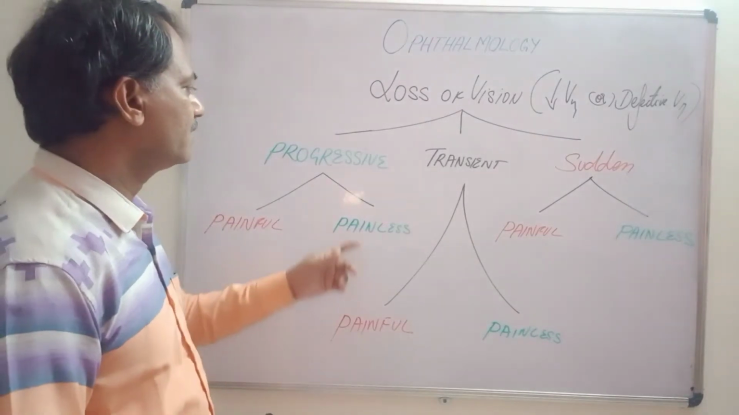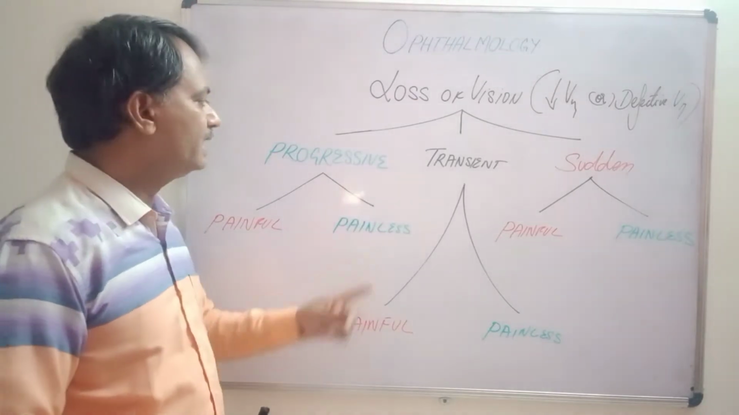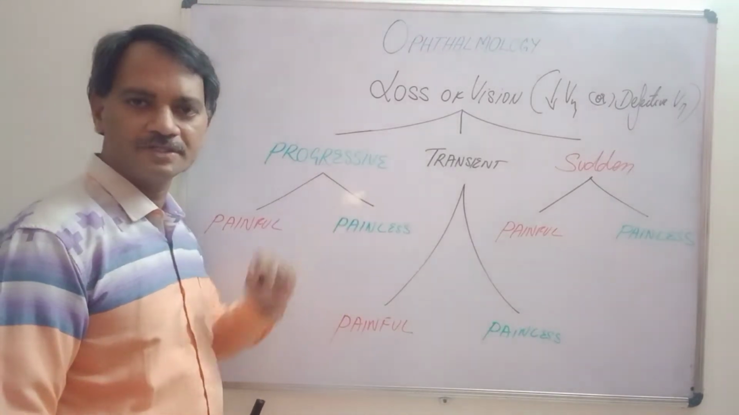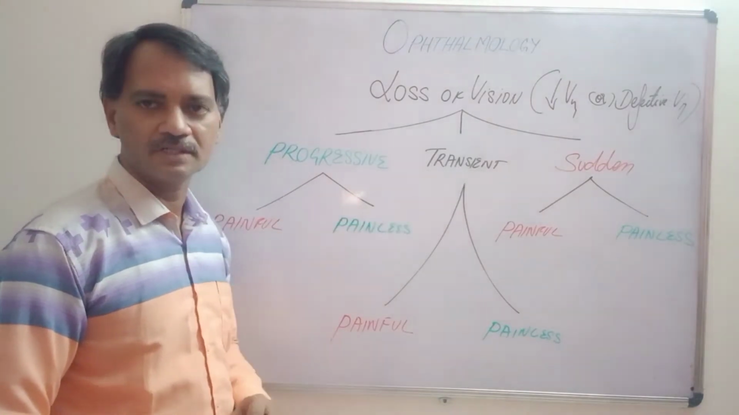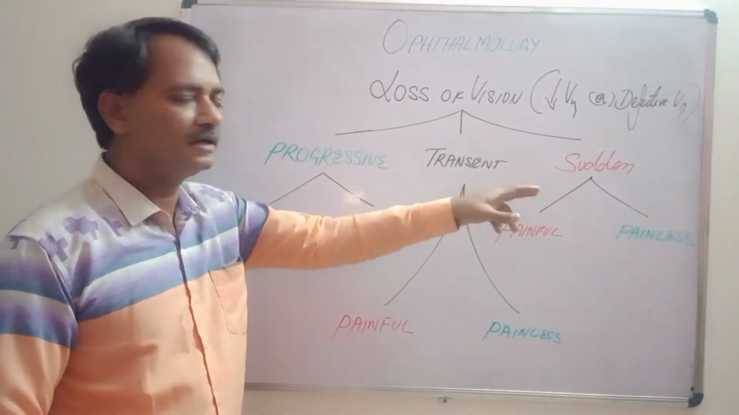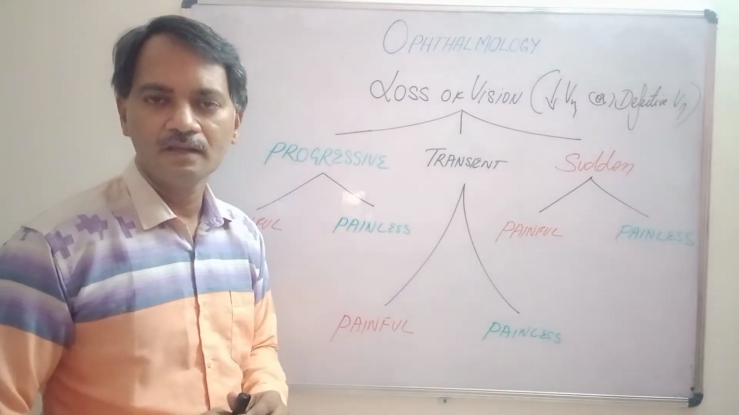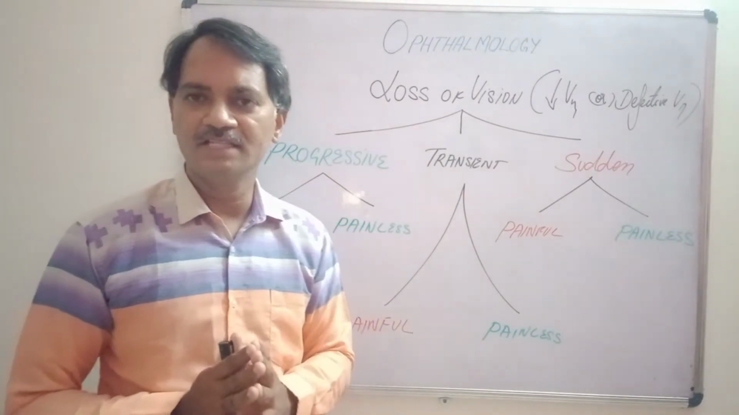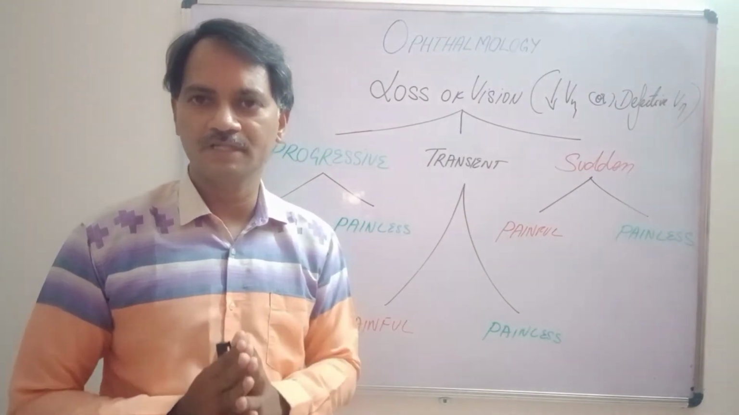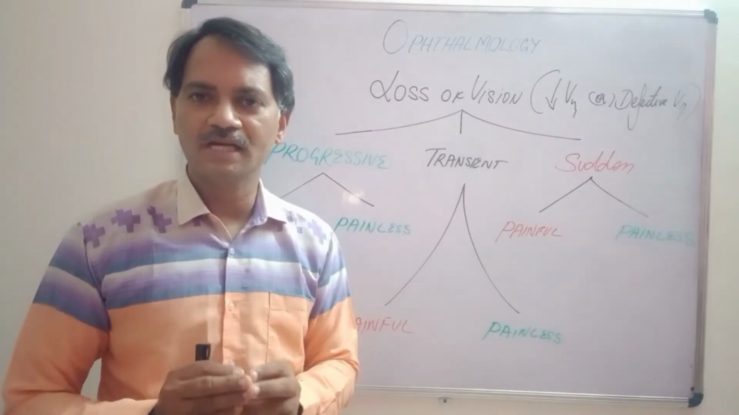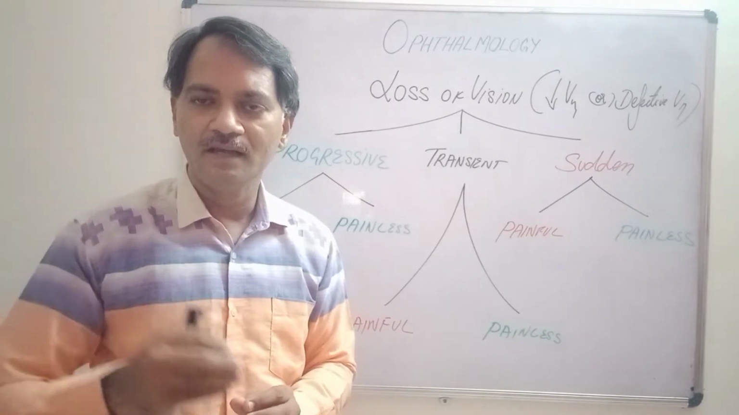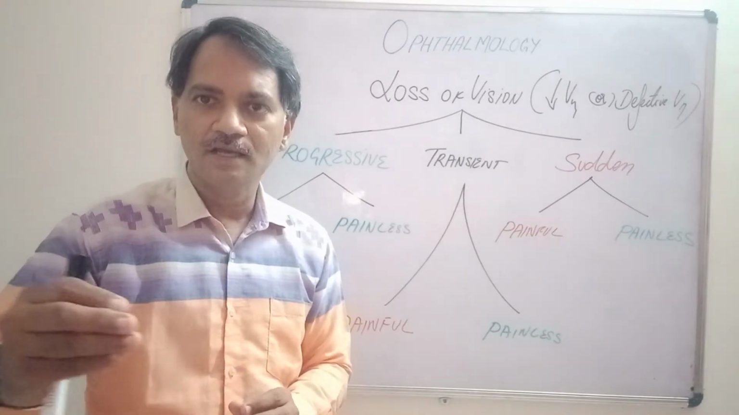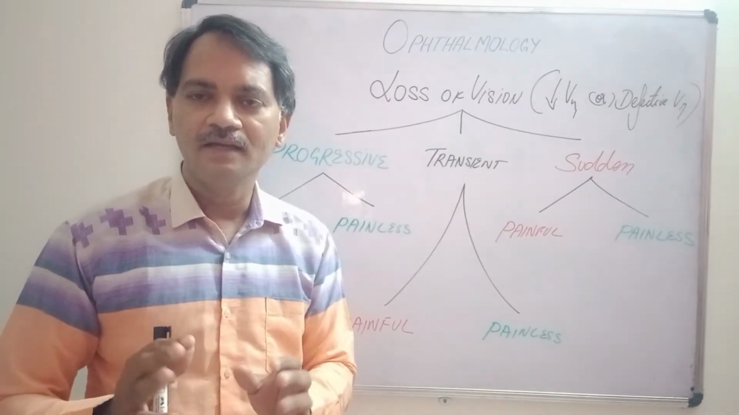Loss of vision can occur in three ways. It can be a progressive loss of vision. It can be a transient loss of vision. It can be a sudden loss of vision. What is the difference between these three? Progressive loss of vision is something which starts insidiously, starts gradually, and progresses slowly and lands up in severe visual loss.